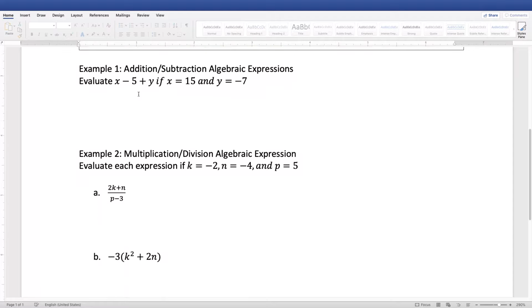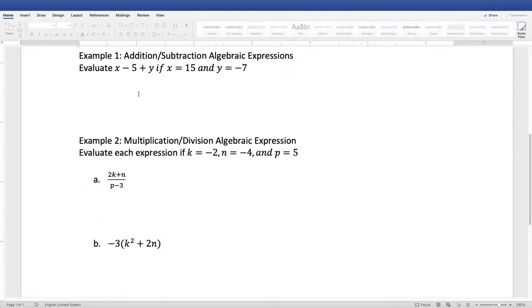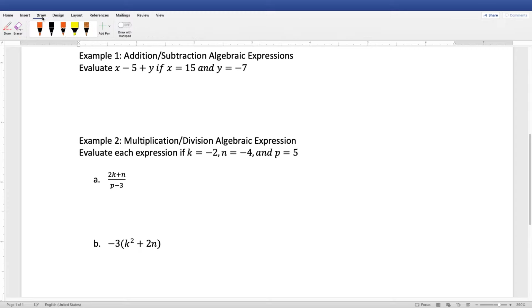So in our first example, it says evaluate x minus 5 plus y if x is 15 and y is negative 7. All we are going to do in this problem is we are going to substitute. So x was 15. So when I substitute in, I'm going to have 15 minus 5 plus a negative 7. And we're going to evaluate one piece at a time, working from left to right.